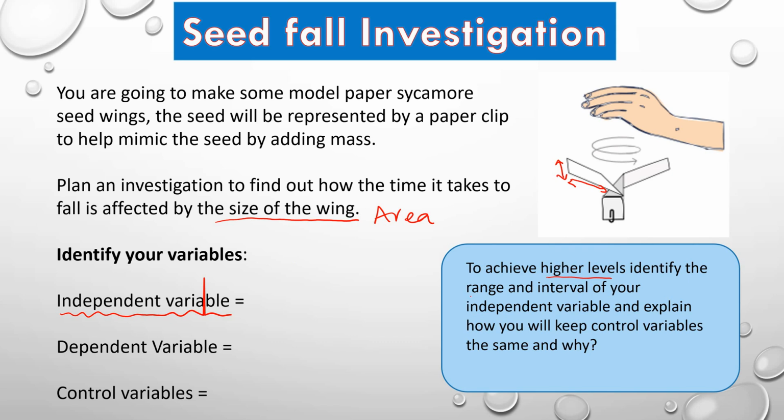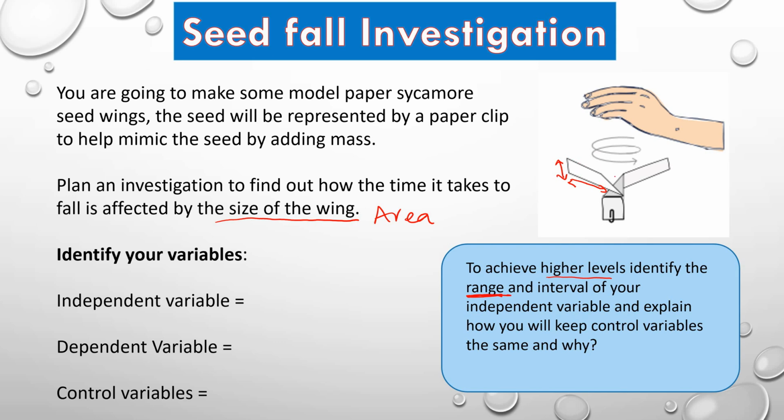You also need to think, for the higher levels, what the range is of your independent variable. In other words, what sizes of wings are you going to do? Are you going to go 1 centimetre cut, 2, 3, 4, 5, 6, 7, 8, 9? Are you going to go 2, 4, 6, 8? I can't do 10 because that will cut it in half. Are you going to go 1, 3, 5, 7, 9? Or are you going to start from about 2 and go 2, 3, 4, 5, 6, 7, 8 in the middle? So you decide on the range of the size of the slits you're making.